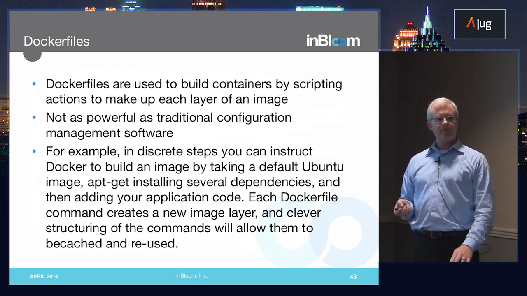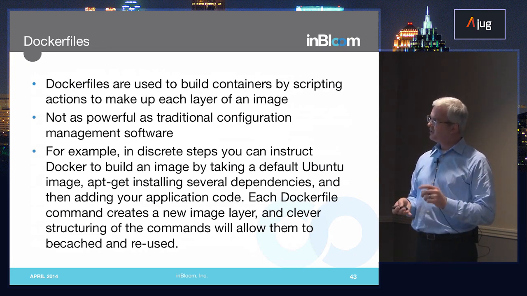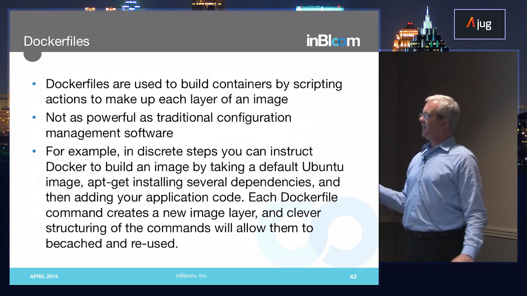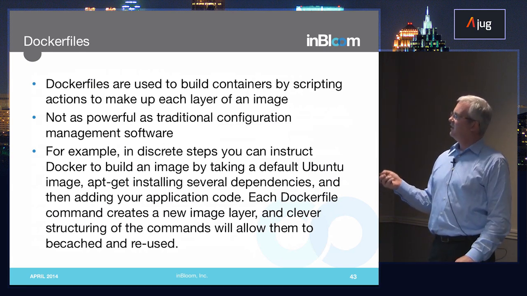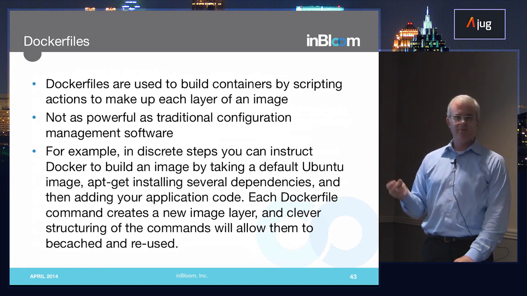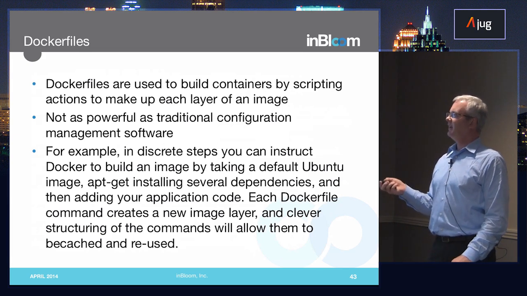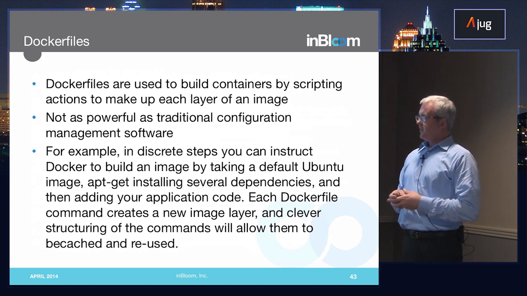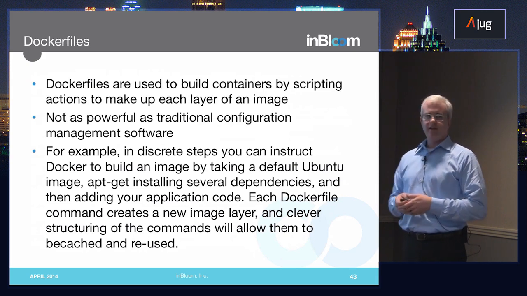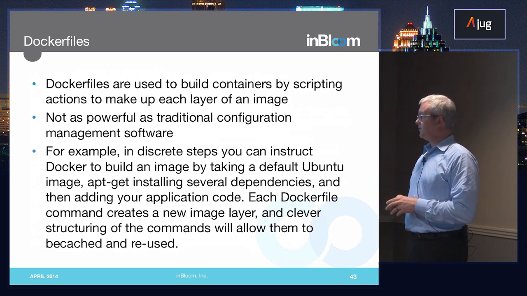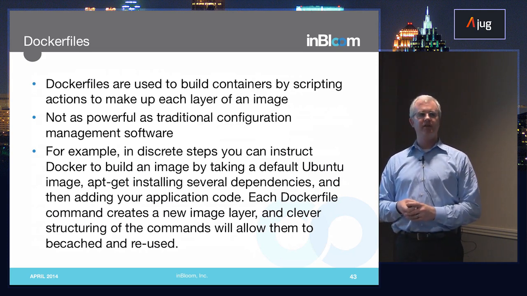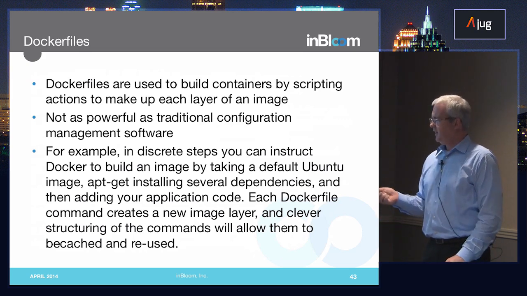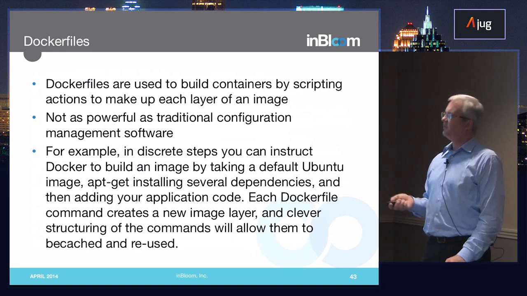So what's a Dockerfile? We've talked about images, we've talked about containers. The Dockerfile is actually the configuration, the meta that creates what that image, what that container is. It's used to build a container by scripting actions, and it's not based on that much. There are only six things that it really does. It's not as powerful as traditional configuration management like Chef or Puppet, but in discrete steps, you can instruct it to build an image by doing apt-get and various scripting commands to build dependencies, and basically to program your container to contain the components you want and to have the configuration and actions that you need. And a cleverer structuring of the commands will allow them to be cached and reused.